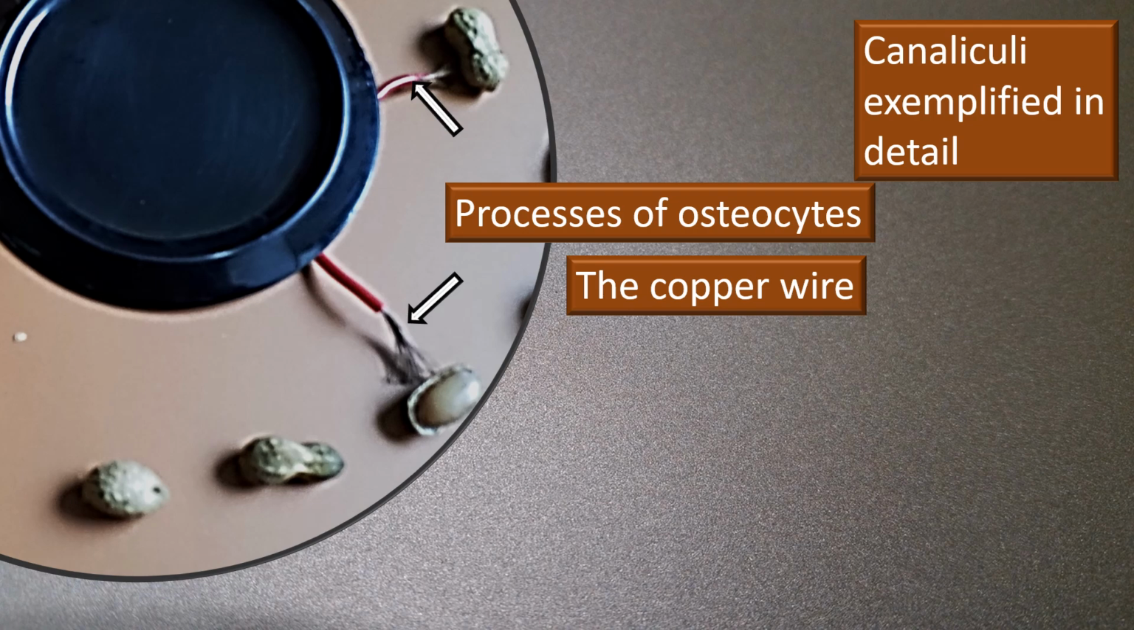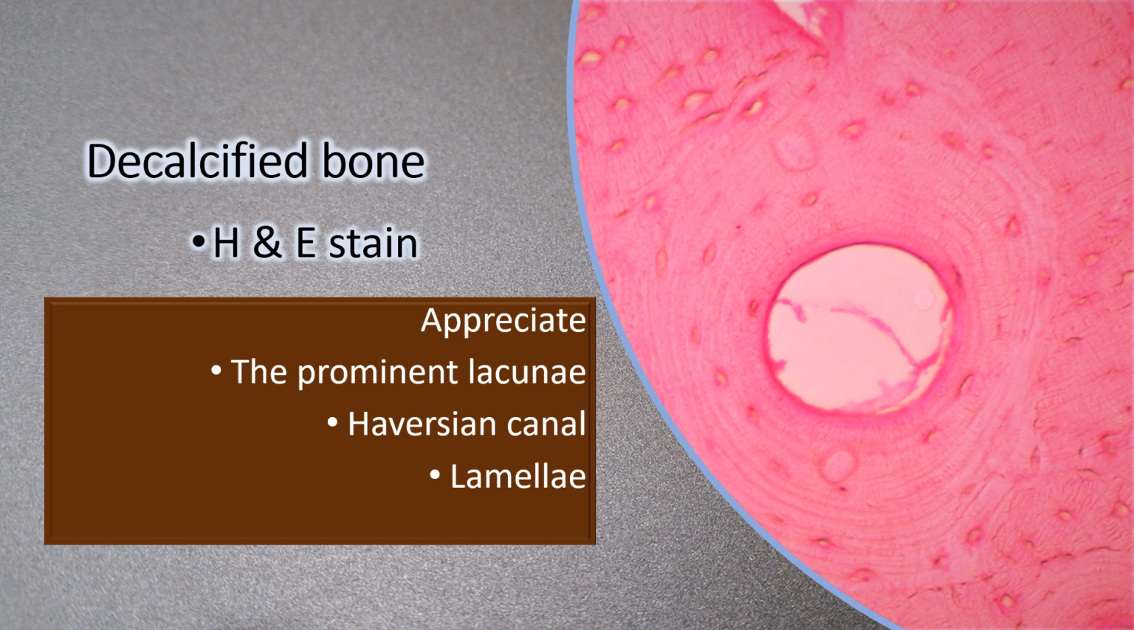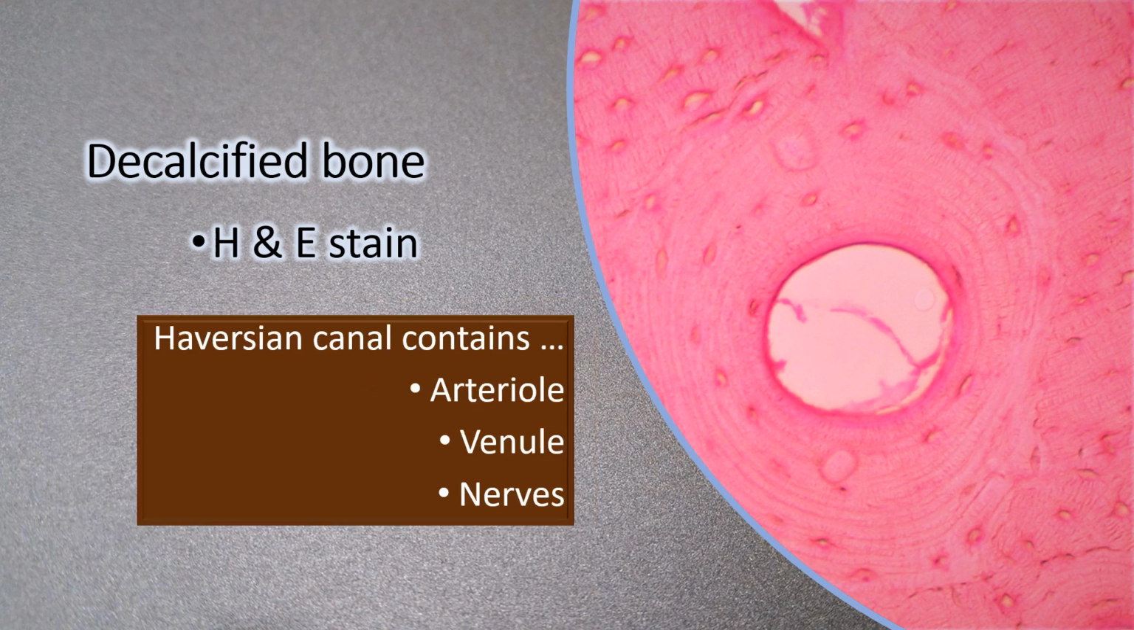Now you see, we are looking at a decalcified bone. Appreciate the following in a decalcified bone. The contrast improves because there is hematoxylin as well as eosin. Therefore, the lacunar outlines are better seen in this section. The prominent lacunae, a large Haversian canal, and the remnants of the highly organized concentric lamellae. These are the things that we will appreciate in this particular photograph. Now you see, in the Haversian canal, the arteriole, venule and nerves. Basically, it is a canal for distribution of blood vessels.